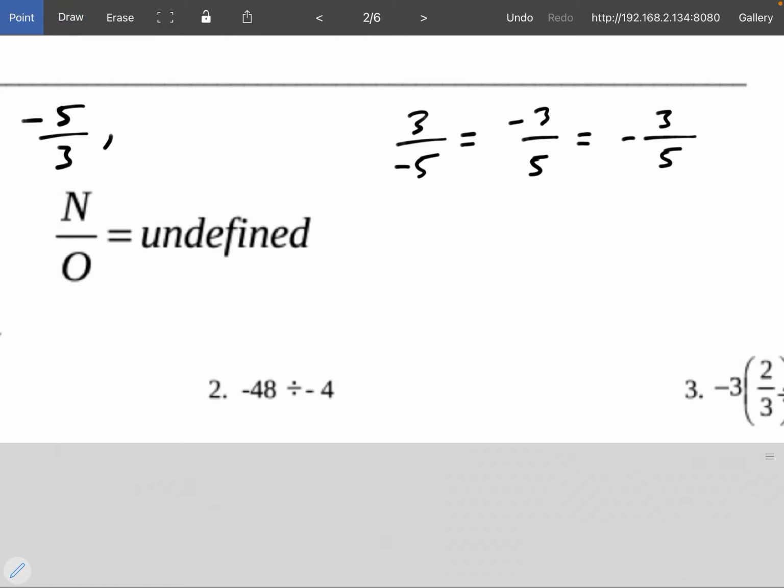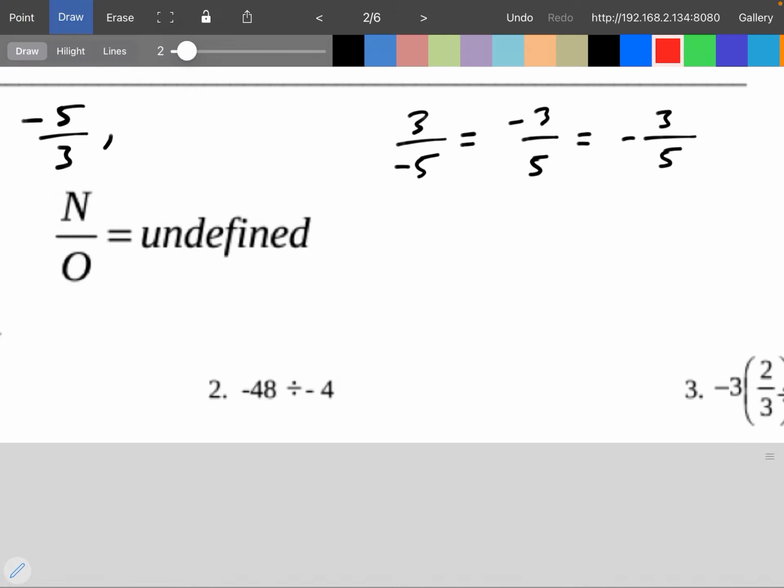Because if you have a positive divided by a negative, that gives you a negative. Or if you have a negative divided by a positive, that'll also be a negative. So you can write it any one of those three ways. But again, the way that I prefer you draw it or write it would be this way. It's just better for this class if you got a negative in a fraction to put it in the numerator.